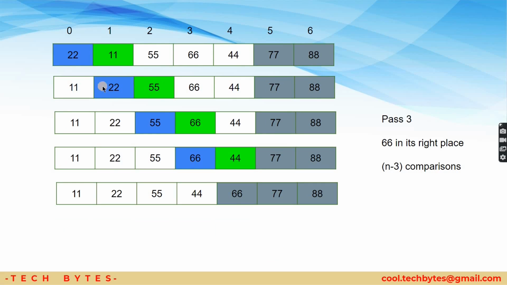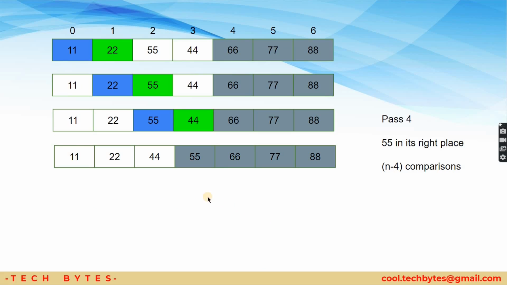In the next step, in pass 3, the sorting will start from 0 till the fourth position. So 22 compares with 11, swap required, yes. Then 22 is compared with 55, no swap required. 55 compared with 66, no swap required. Then 66 compares with 44, swap required. So by the end of pass 3, we see 66 at its right place.